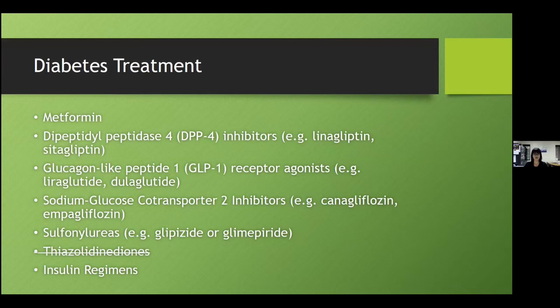I would also add that for the DPP4, the GLP-1, and the sodium glucose transporters, cost is also often a barrier for people to use those medications. So something to consider. And then insulin regimens, if people can't be controlled on their oral medications, then we do look to those insulin regimens.